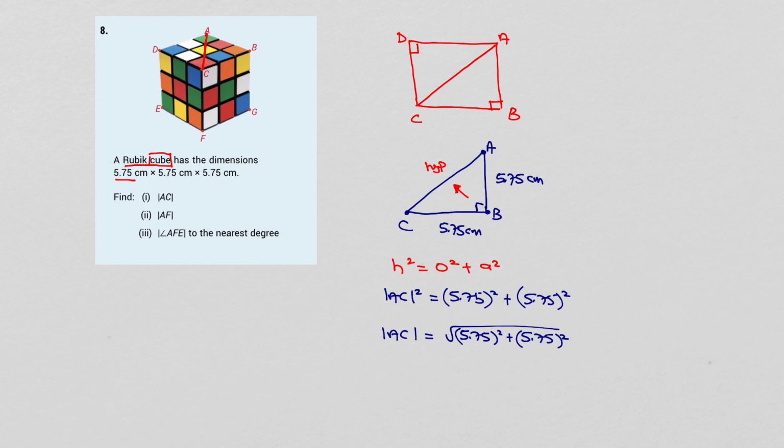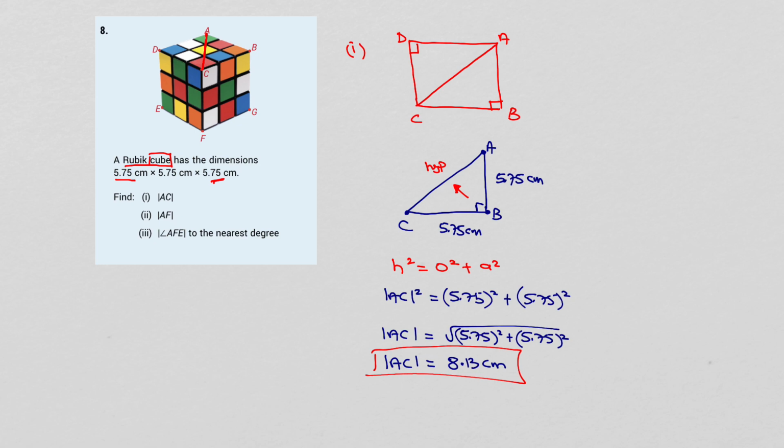It doesn't say how many decimal places or anything like that, so I'm just going to give 2 decimal places because the dimensions were given to me in 2 decimal places, so 5.75. So therefore I'm going to say that AC is 8.13 centimetres in length. So that was part 1. So part 2 wants us to find A to F.